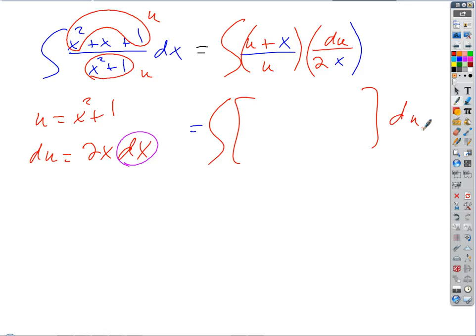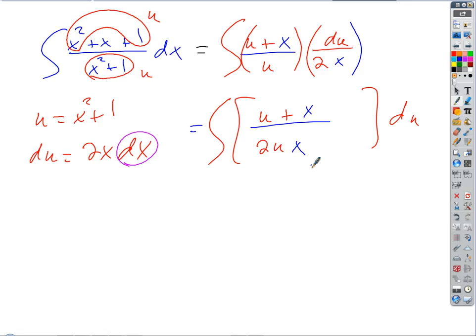pull the du out, and what are we gonna get? Well, on the top, we're gonna get a u plus x. On the bottom, we're gonna get a 2ux. I have a single thing on the bottom, don't I? So I could split these fractions. Do you see where we're going with this? So if I split these fractions, then in one of the fractions the u's are gonna cancel, and in the other one, the x's are gonna cancel.